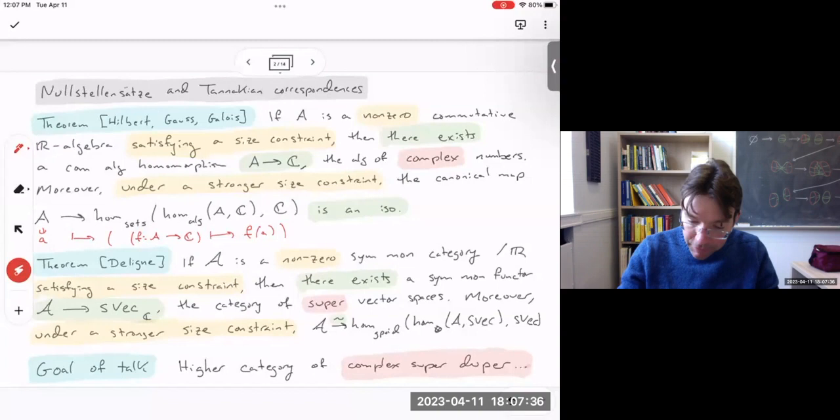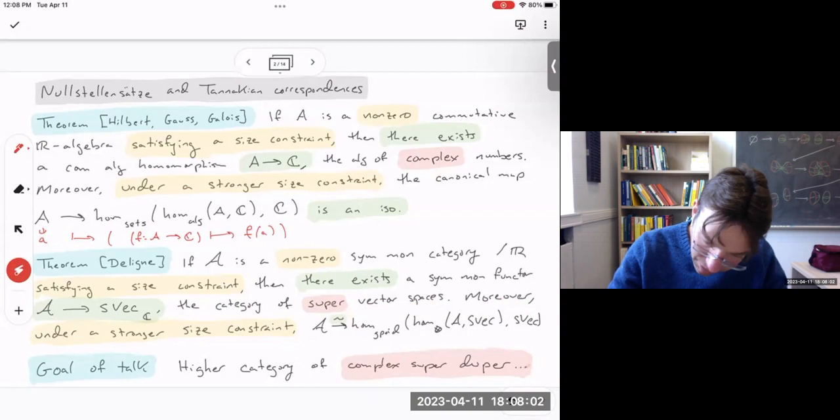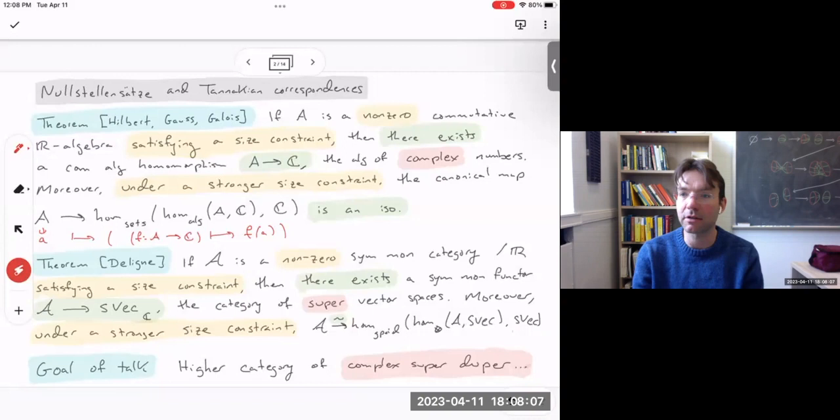Moreover, Deligne proves that under a slightly stronger size constraint, if you do this currying map, there's always a map from any category to this. You can take all of the symmetric monoidal maps from your category to super vector spaces, and for any element of your category, you get a function on that set valued in super vector spaces. So it's actually a homomorphism of, instead of groupoids, I probably mean homomorphism of sets. Well, groupoids, where you think of just vector spaces, super vector spaces and isomorphisms.